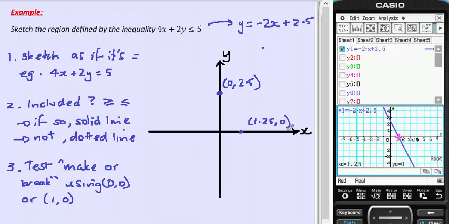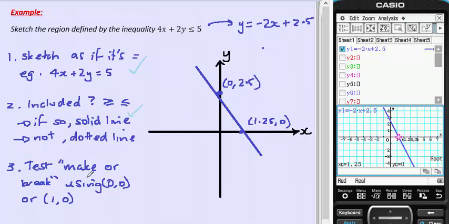So I'm going to make a point here, 1.25 and 0. And then I'll get my ruler out, of course, and I'll make sure I rule a lovely straight line between my 2 points. As you can see, that's obviously perfectly done. Now I've done this and I've sketched that, so that's all good and done. My next step is that I decide whether this line is included or not. As you can see here, I've got an included sign: less than or equal to. So this should stay as a solid line.